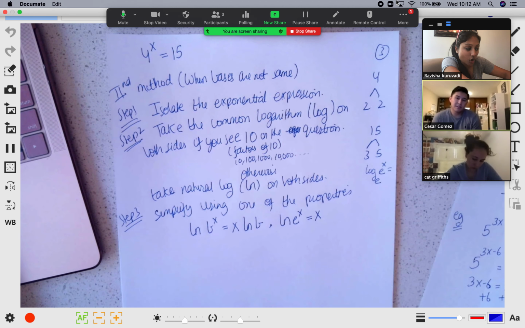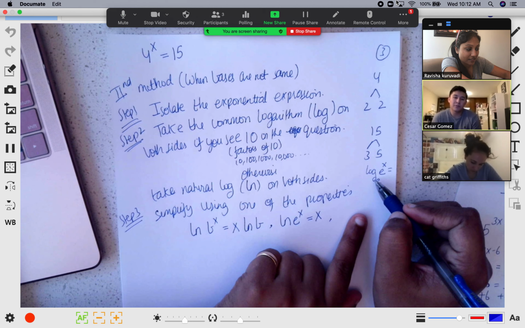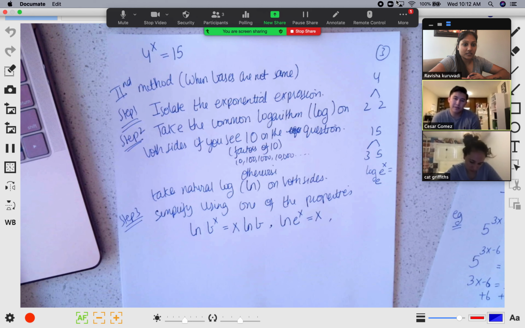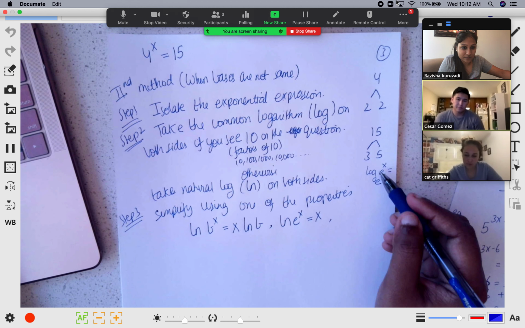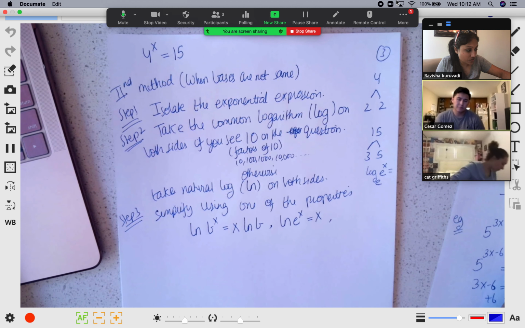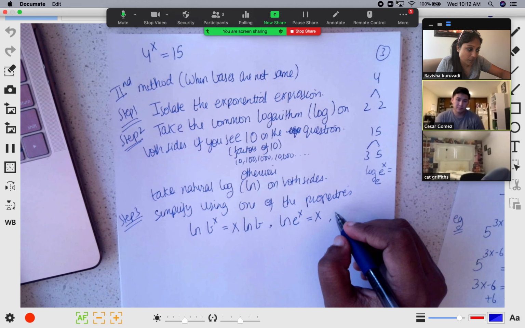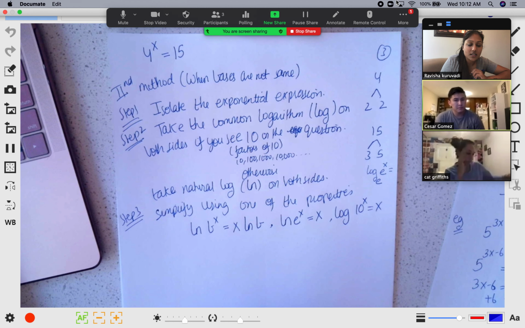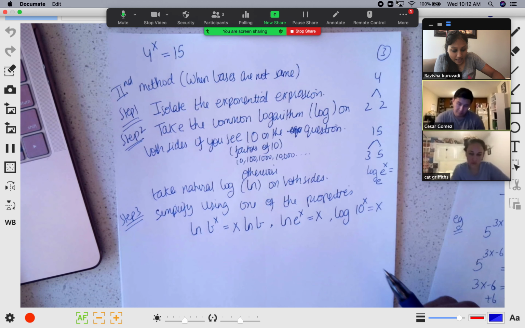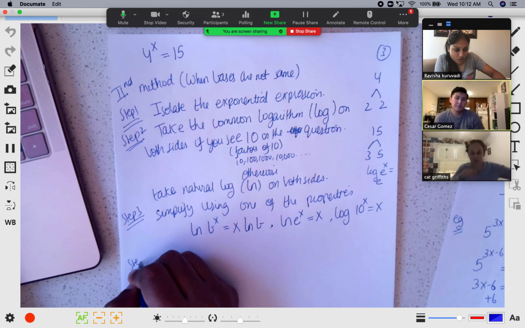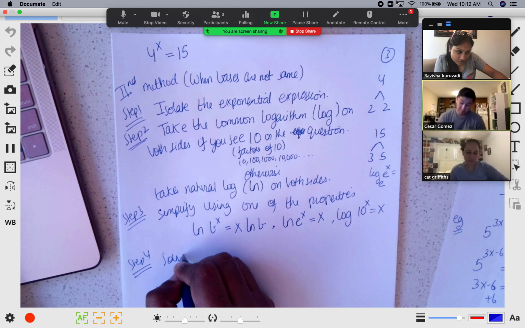So when you have log e to the power of x, the base of the log and the base of the exponential, if they are the same, they cancel out and it's equal to just x. Or the third property we will be using is if you have log 10 to the power of x, it is always equal to x. These are the three properties which we have already done. We'll be using one of these properties to solve. And step 4 is solve for the variable.